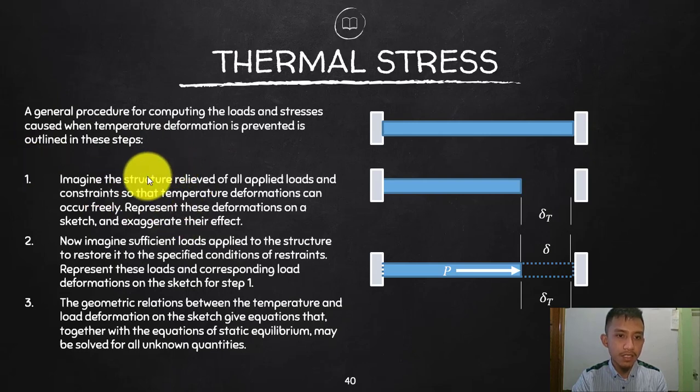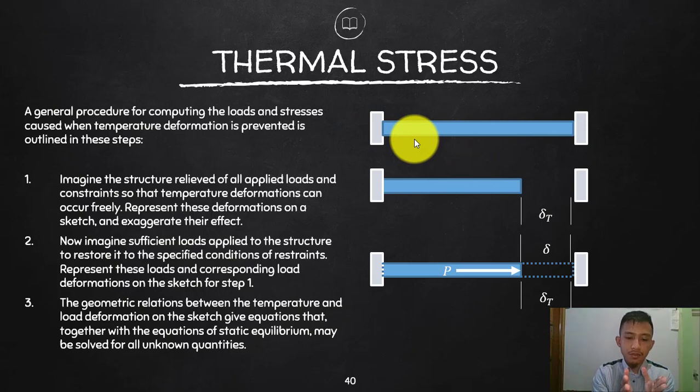So first, imagine the structure relieved of all the applied loads and constraints so that temperature deformation can occur freely, and then represent this deformation on a sketch and exaggerate the effect for us to see. Okay, so for us to evaluate the effect of thermal, let's focus on the thermal itself. Let's forget about the other loadings. Let's forget about the support.